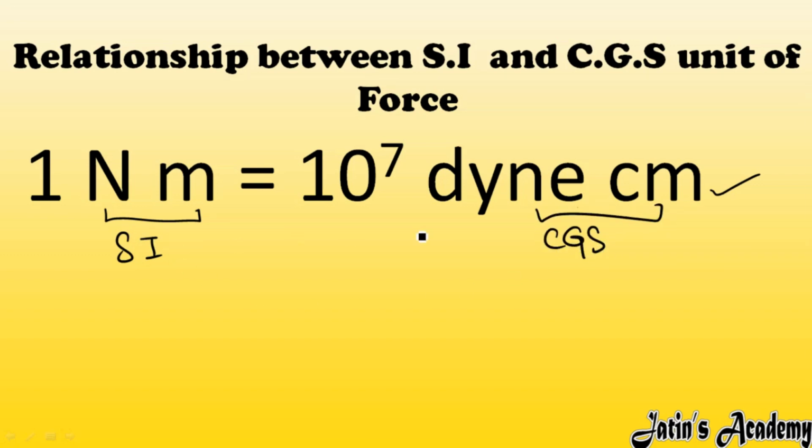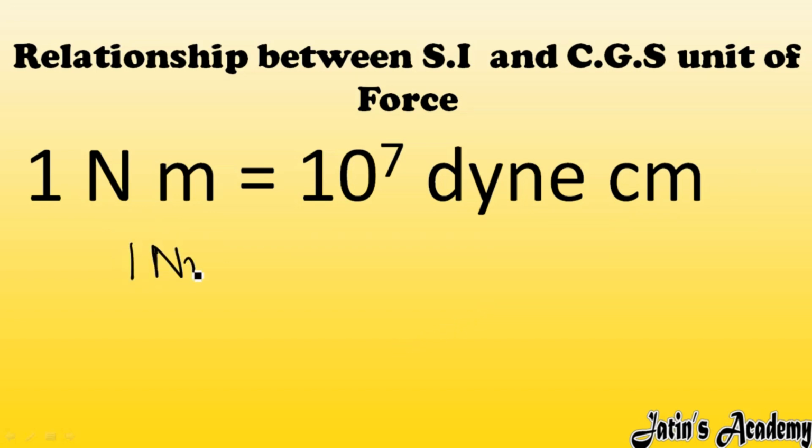So this is a relation between Newton meter and dyne centimeter. And if you talk about the definition of 1 Newton meter, what is the definition of 1 Newton meter? So here we are having the definition. 1 Newton meter, can you write it like this? 1 Newton multiply 1 meter.